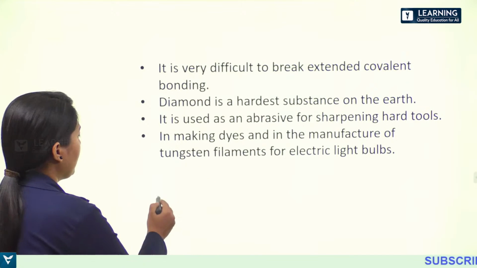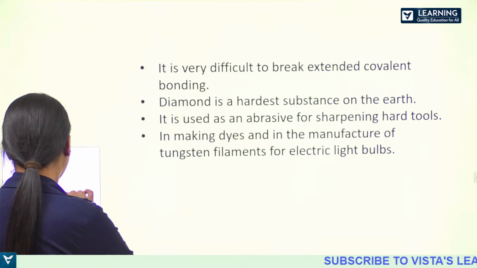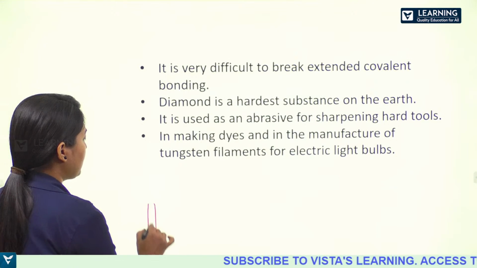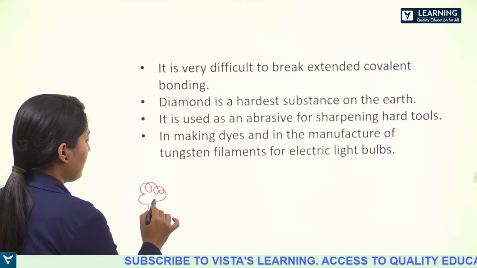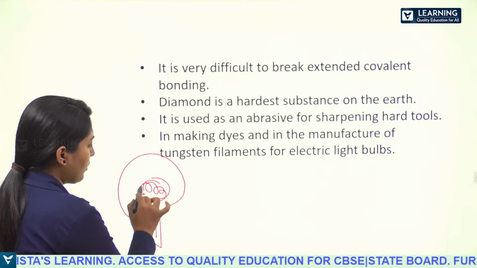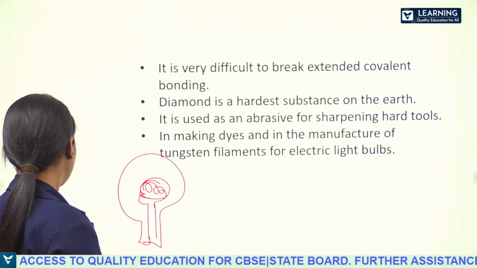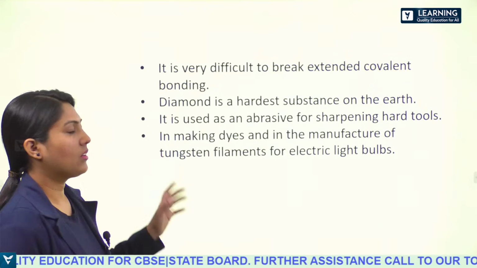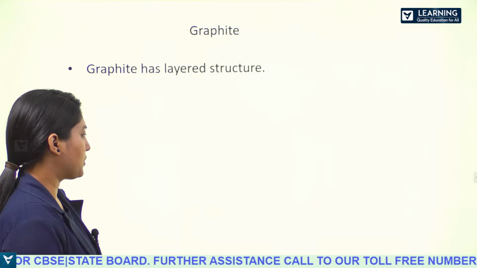You know, right? In the electric bulbs, what do you mean by filament? The bulbs, you will be having this type, right? So this is called the filament. So to manufacture this filament, the diamond is used.